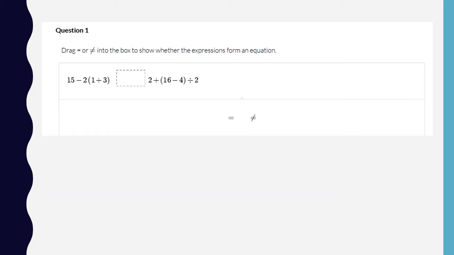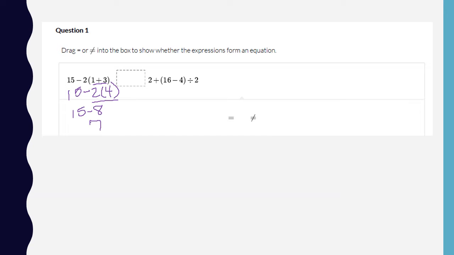So, you have your first question that says drag equal or not equal into the box to show whether the expressions form an equation. That means, are they equal or are they not? So, the first thing we're going to do is start on the left and combine 1 plus 3. And we do get 4. So then we're going to multiply 15 minus 8 gives us 7.